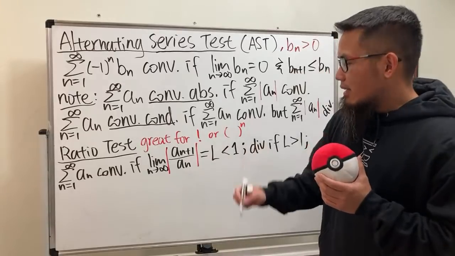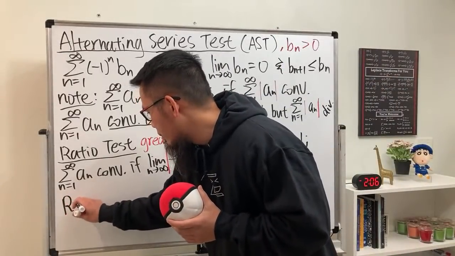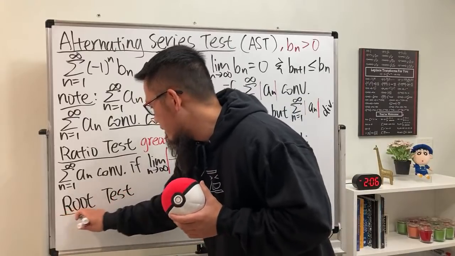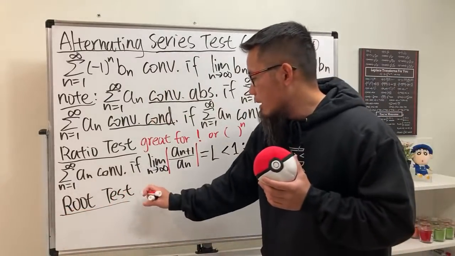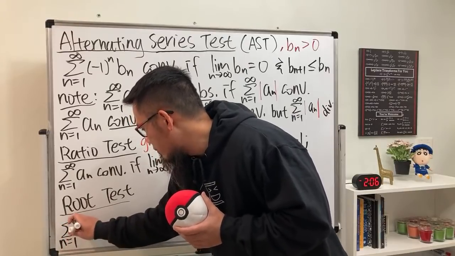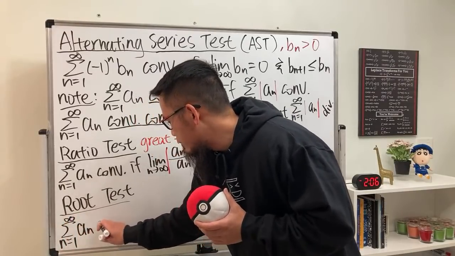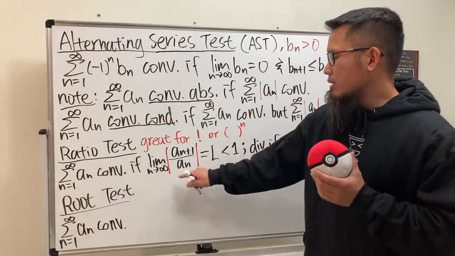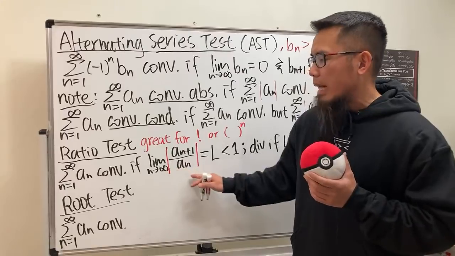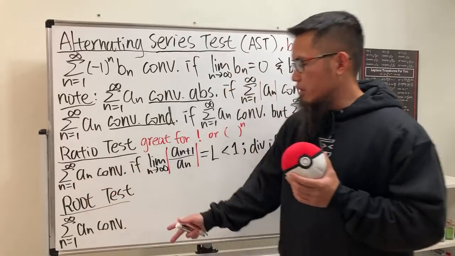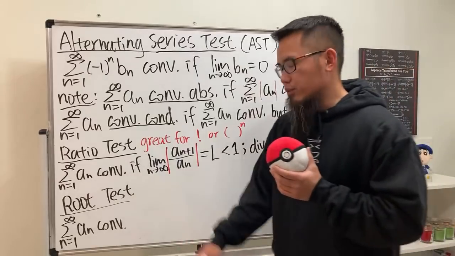On the other hand, we have the final one, the root test. It's very similar, and I will write this down. The sum as n goes from 1 to infinity converges. And in fact, because we have the absolute value, we can say this converges absolutely.